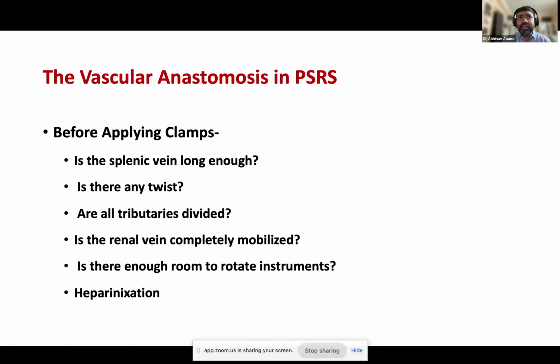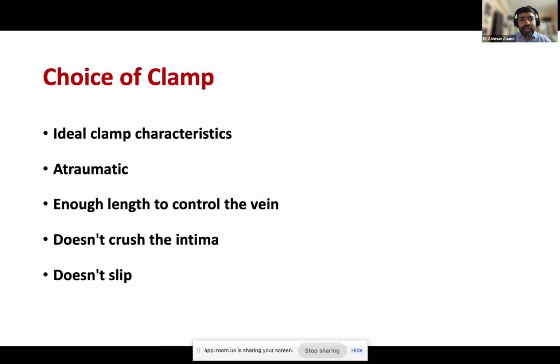And then generally in our center we give heparin to the patient according to the weight, 80 per kg body weight, and we wait for 3 minutes before applying the clamp. If all that is made sure, we go on to applying the clamp. The ideal clamp should be atraumatic and have enough length to control the vein, and it should not crush or slip.